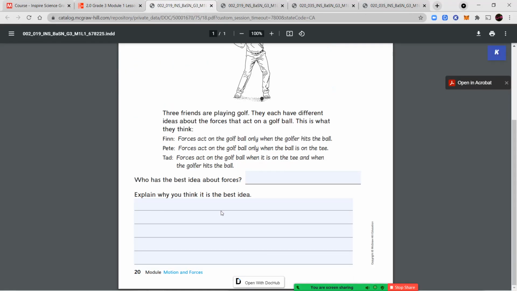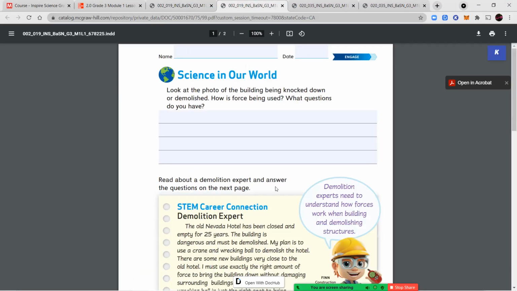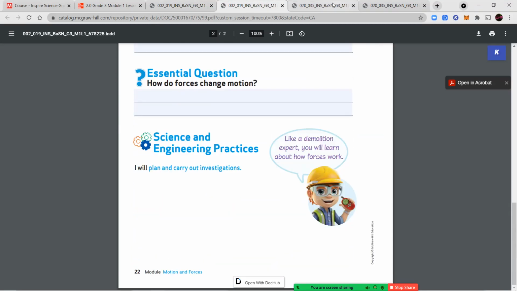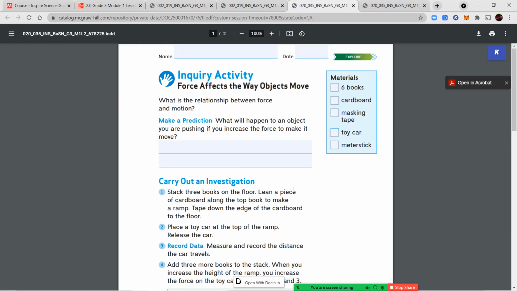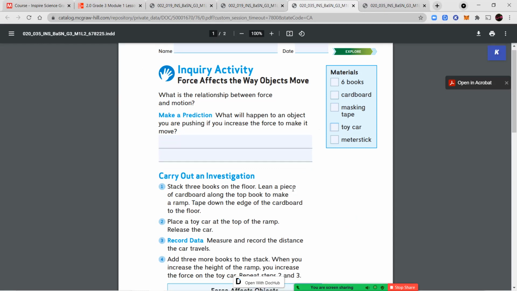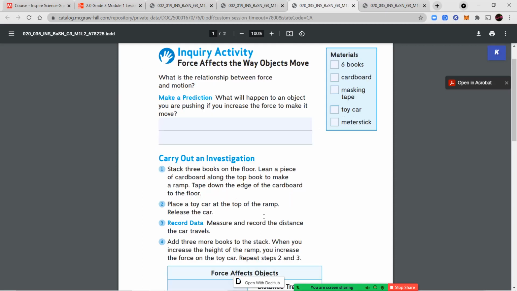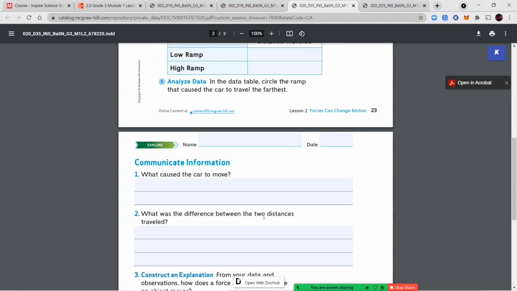I'm going to go ahead and scroll through our pages until we get there. So this is going to be our inquiry activity. It has the list of items that you'll need and the investigation and how to carry it out.